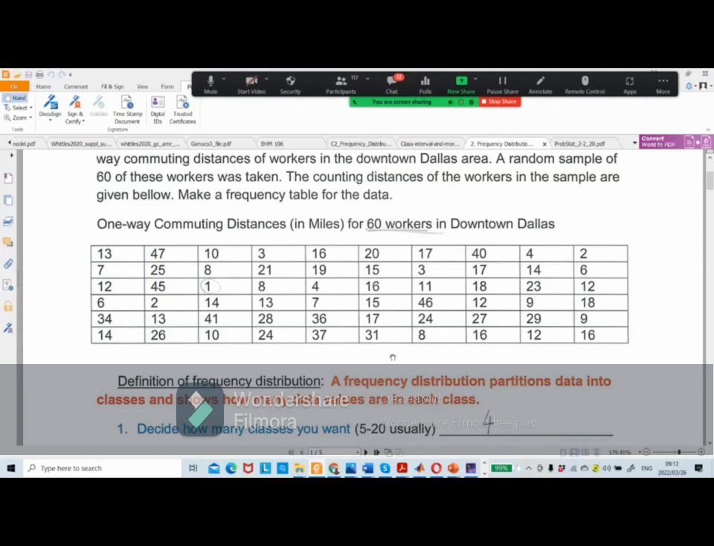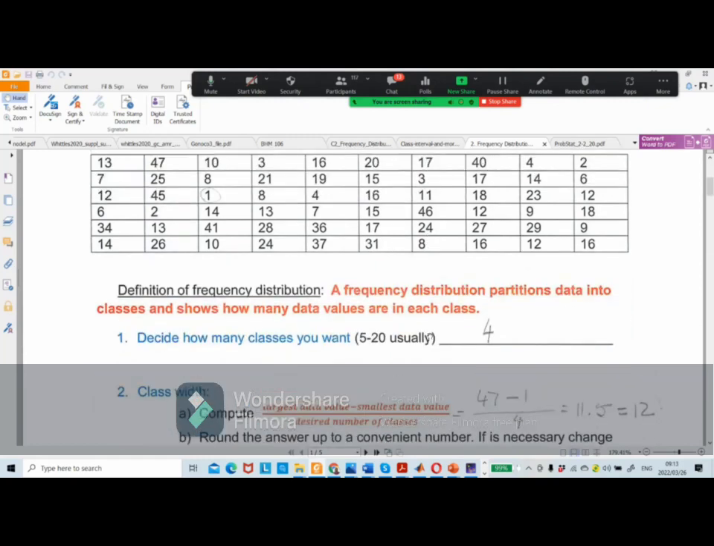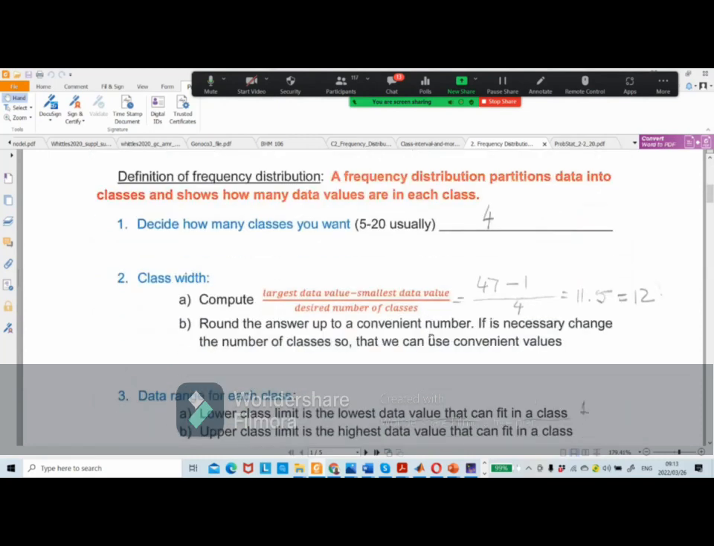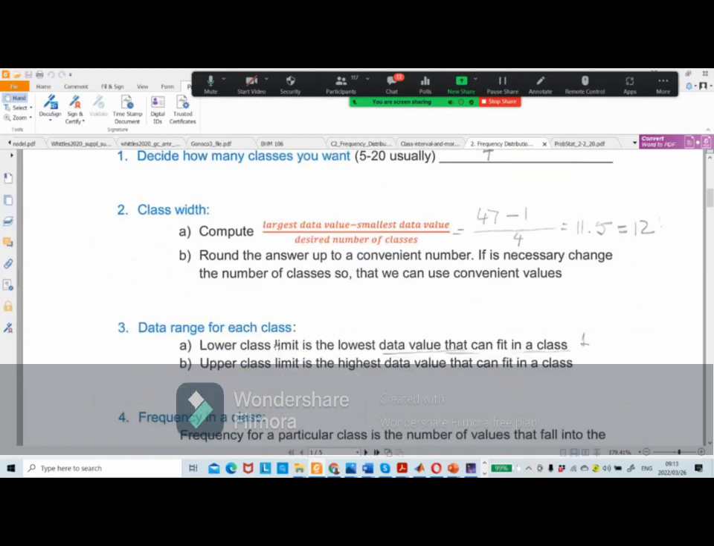So now we have this. This is the table. Let's look at the way we solve this one. We round it up like we did in class. Then we can go ahead and create lower class limits and upper class limits. Our lower class limit is the lowest data value that can fit in a class.